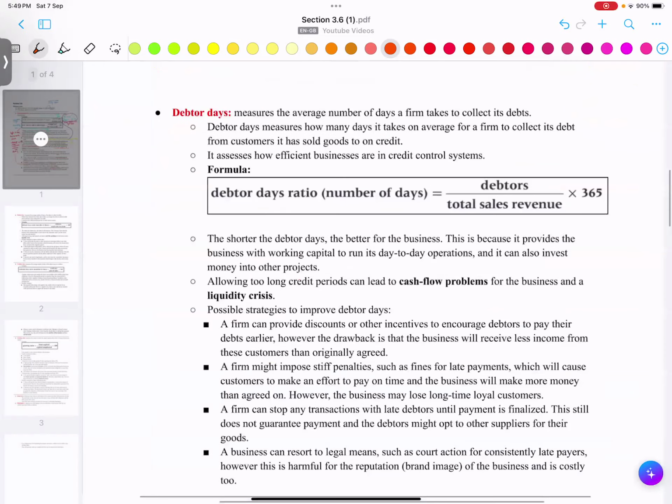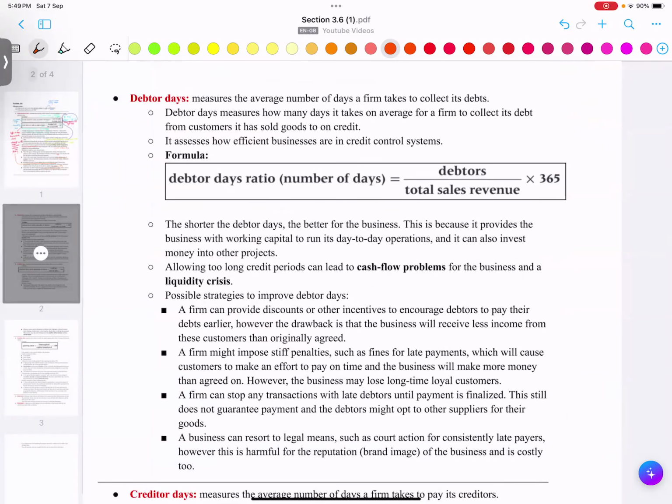Now for our second ratio, we have debtor days. Debtor days measures the average number of days a firm takes to collect its debts. Number of days, so times 365, because we have 365 days a year. Debtor days measures how many days it takes on average for a firm to collect its debts from customers. It has sold goods on credit, meaning they give the customers the goods, but the customers don't pay. They end up paying later, which makes the customers debtors. So these customers in this case are debtors.